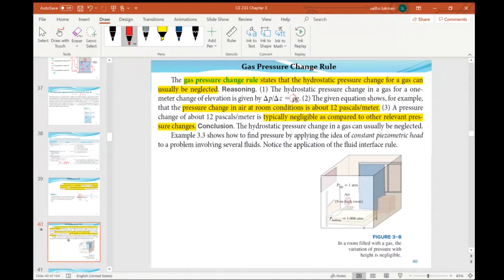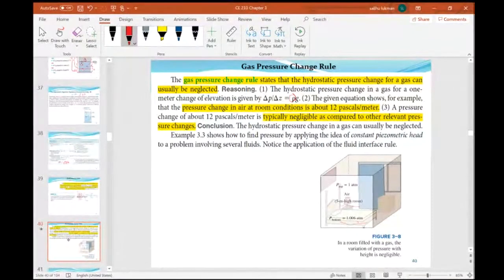So here you have a room. It can be your own room. At the bottom, the atmospheric pressure is 1.006 atmosphere. The height of the room is 5 meters, and there is air inside. At the top, the atmospheric pressure is just 1 atmosphere. So you can see that as you go higher, the pressure has reduced. For a height of 5 meters, the pressure reduced by 0.006 atmosphere, which is very, very small and negligible for all practical purposes.